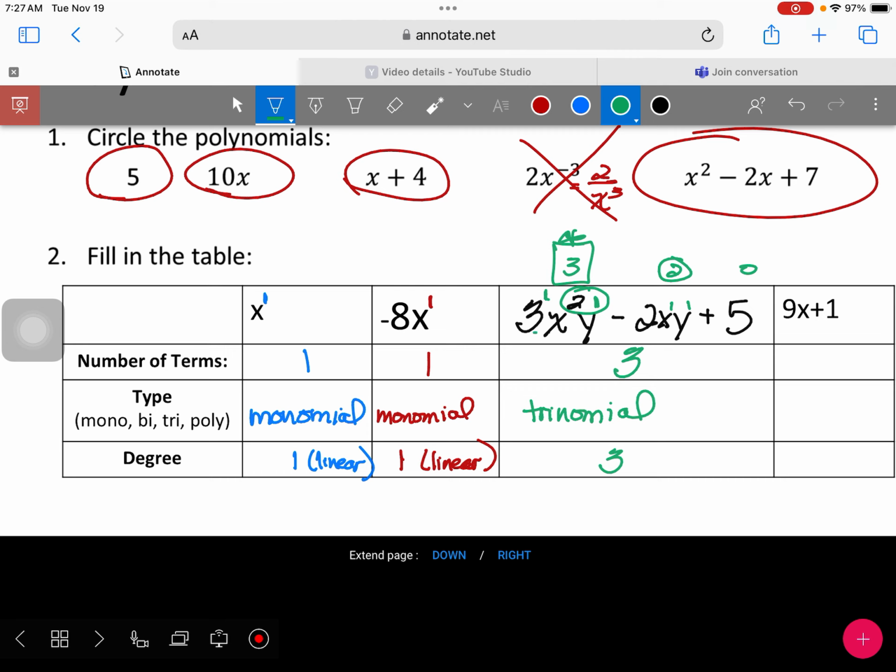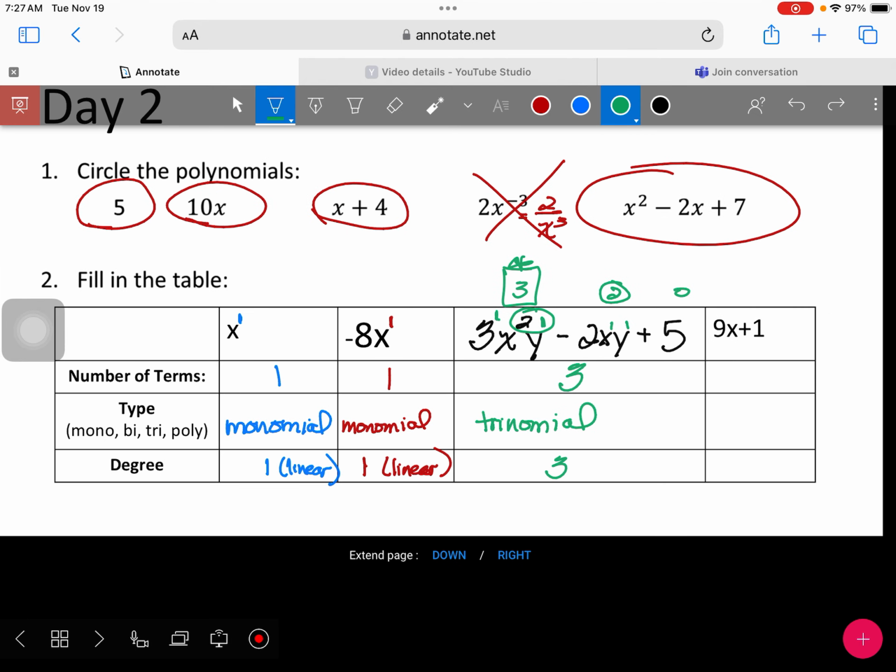Well, I think I was asking about the whole first term. Although I could be wrong. All right. So the degree of the whole polynomial is the largest degree on any single term. And that makes it the degree of the whole polynomial.